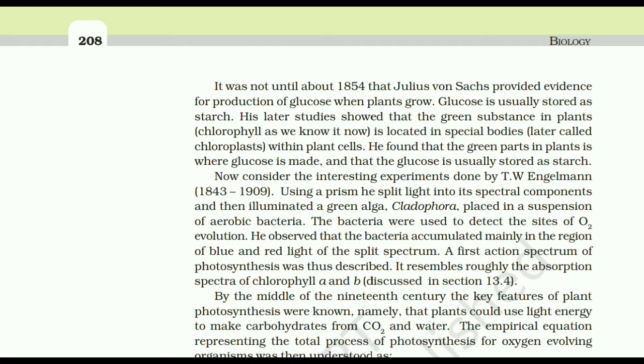Now consider the interesting experiments done by T.W. Engelmann. Using a prism, he split the light into various spectral components and then illuminated a green alga, Cladophora, placed in a suspension of aerobic bacteria. The bacteria were used to detect the sites of oxygen evolution. He observed that the bacteria accumulated mainly in the region of blue and red light of the split spectrum. A first action spectrum of photosynthesis was thus described. It resembles roughly the absorption spectra of chlorophyll a and b.